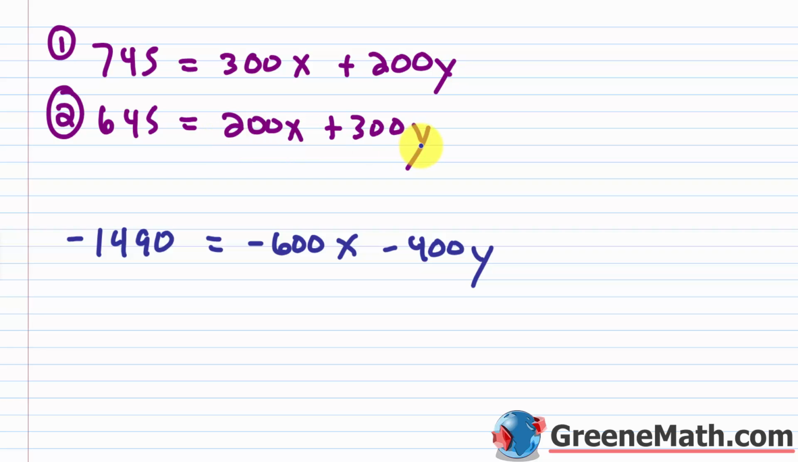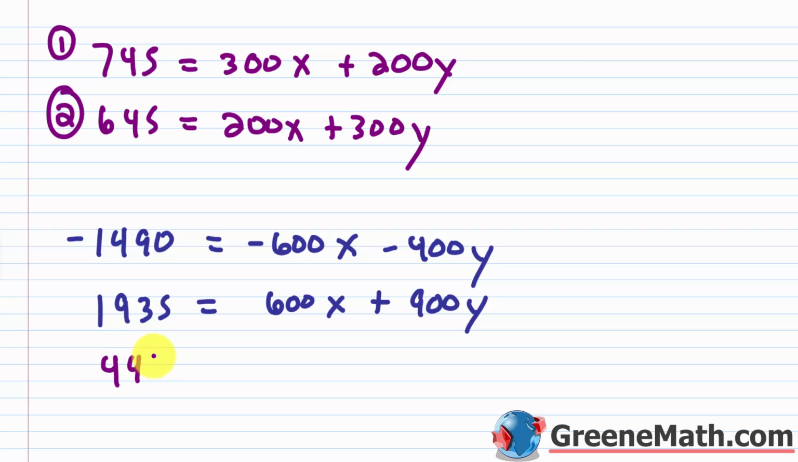Then for this guy right here, I'm going to multiply it by positive 3, okay? So 3 times 645 is going to be 1,935, and this equals 3 times 200 is 600, then times x, then plus 3 times 300 is 900, then times y, okay? So if we sum the left sides together, we're going to get 445, right? So 1,935 plus negative 1,490 would be 445.